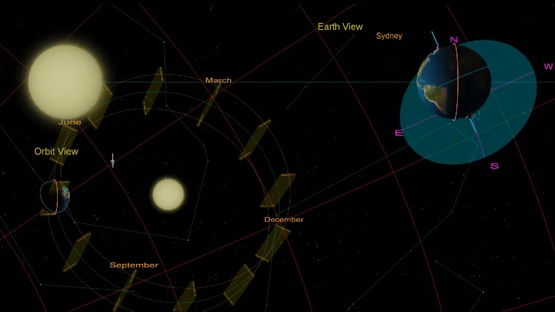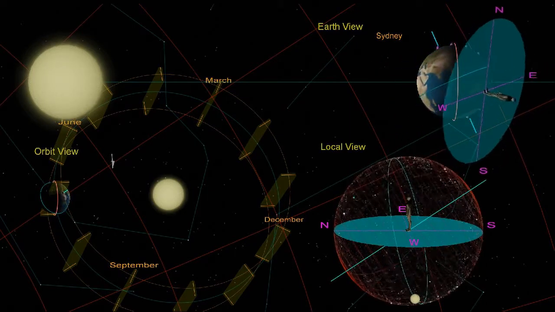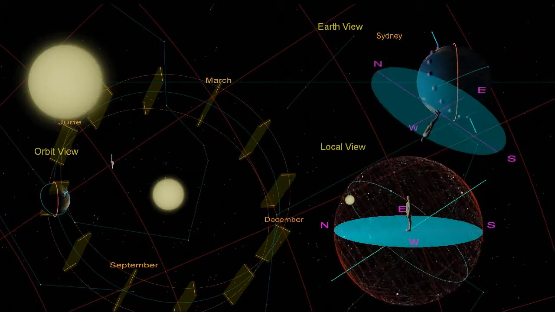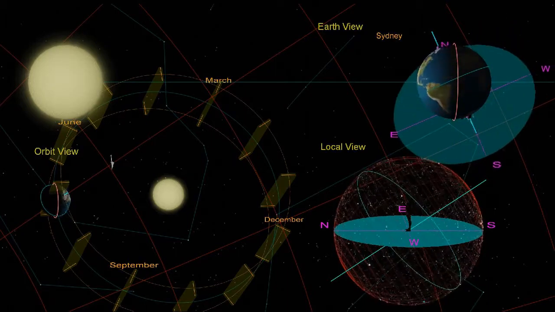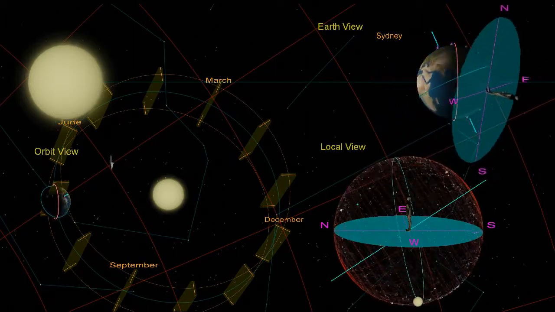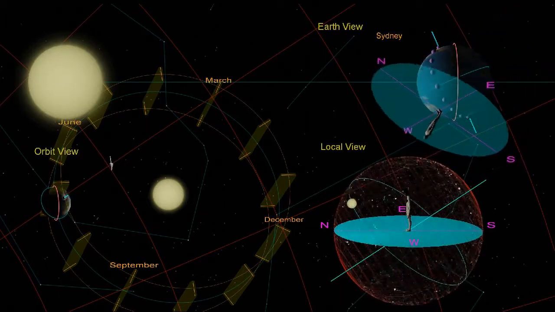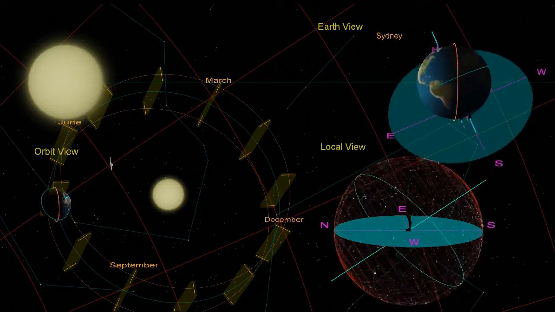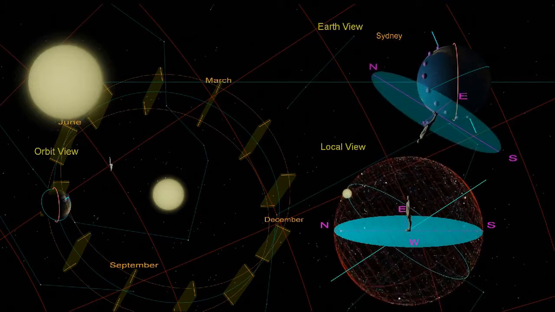Around the horizon I've drawn north, south, east and west. I'm going to introduce another view. I call this view the local view. It's the view from the point of view of the figure. As far as the figure is concerned, it's stationary, along with the surface of the Earth, the blue disk, and it's the sky that appears to be moving. You can see the sun rising and setting in the local view.